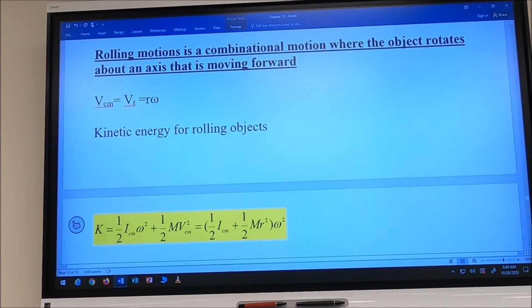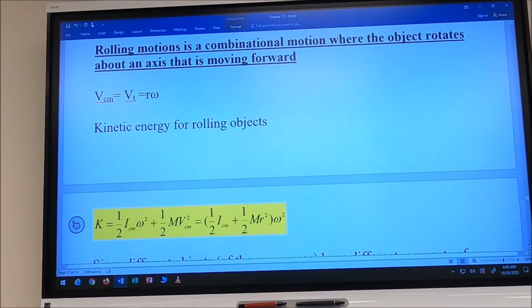Now, let's think about objects that roll, like a ball or a wheel or a hoop. Rolling motion is a combination motion. The object is rotating as it is moving forward. So it has translational motion and rotational motion. The velocity of the center of mass of my rolling object equals the tangential velocity of the rolling object, which equals r, the radius of the object, times omega, its angular speed.